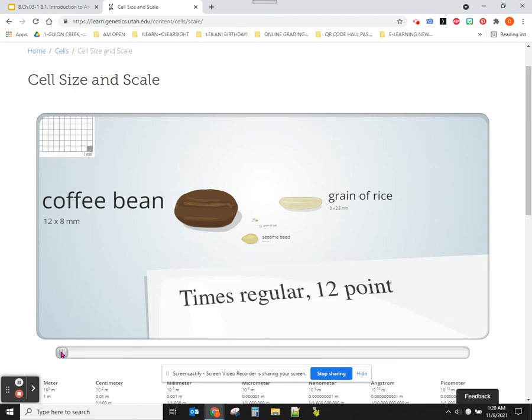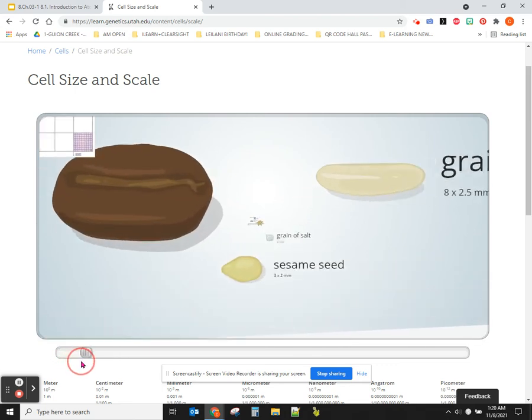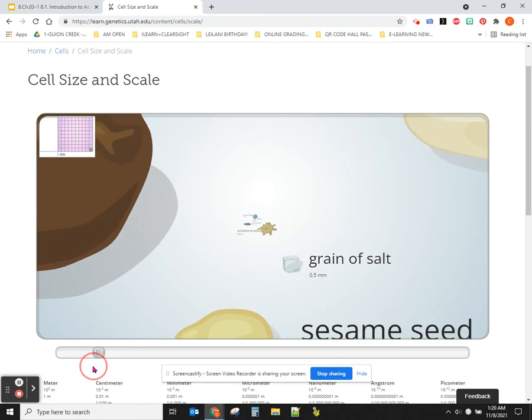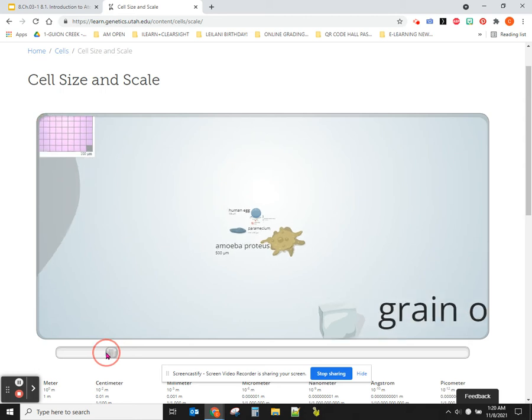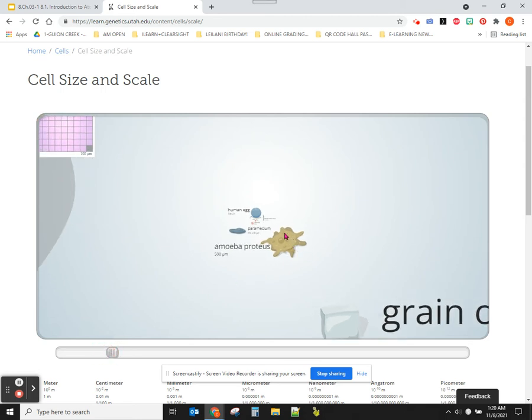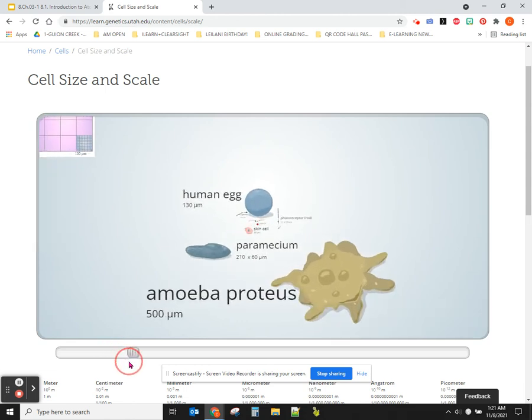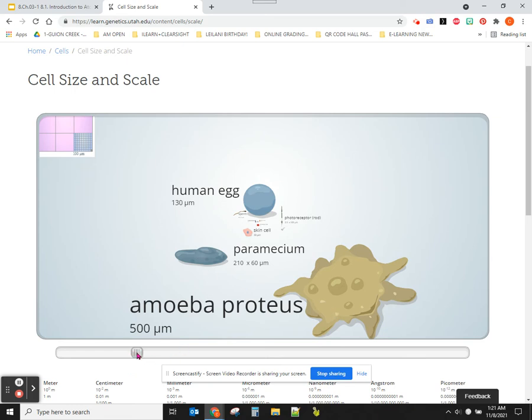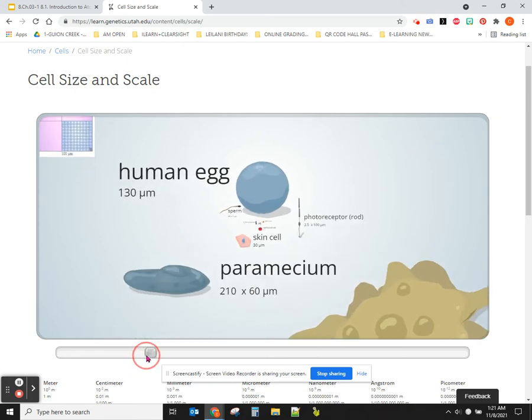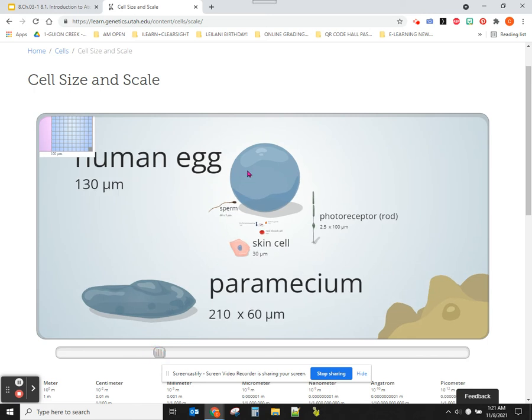I'm going to use this slider and we're just going to zoom in. Now we're getting to where there's a grain of salt, and you can certainly see grains of salt. Just a little bit smaller than that is a pretty big cell, like an amoeba and paramecium, and both of those live in pond water and other places. Then the biggest human cell, a human egg, and for comparison, there's a sperm and some other cells, skin cells.